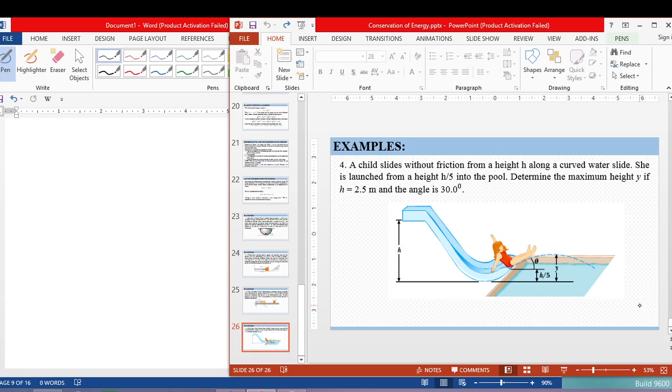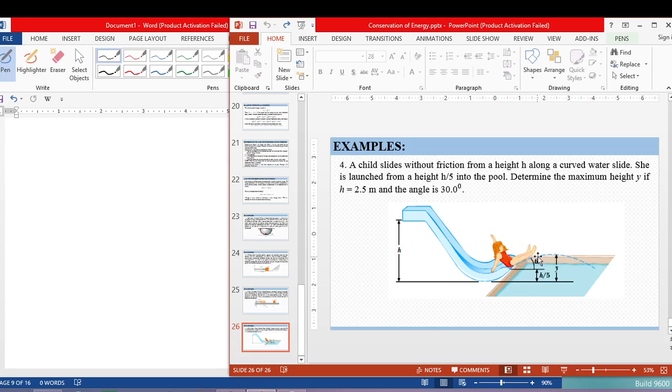So a child slides without friction from a height h along a curved water slide. So walay friction. She is launched from a height of h/5 into the pool. So meaning that a height h/5 here. So you have to determine the maximum height y if h is equal to 2.5 and the angle is 30 degrees. So here, sa paghawa sa slide sa bata, kabaluta nga iyahang trajectory is like a projectile motion.